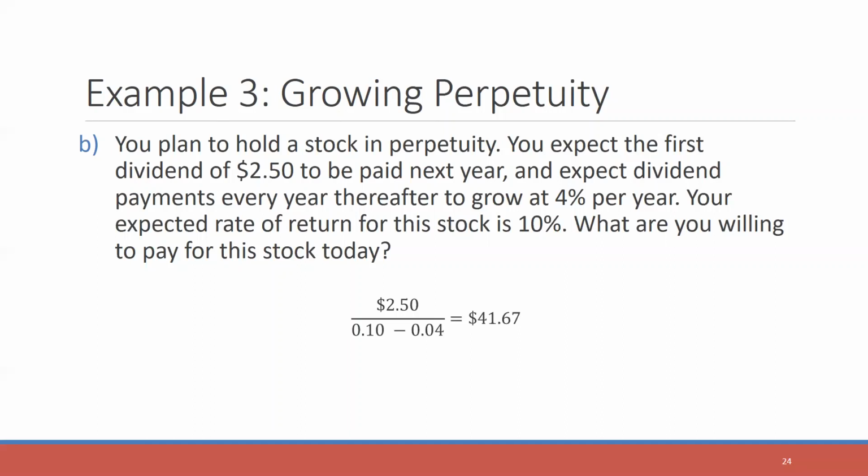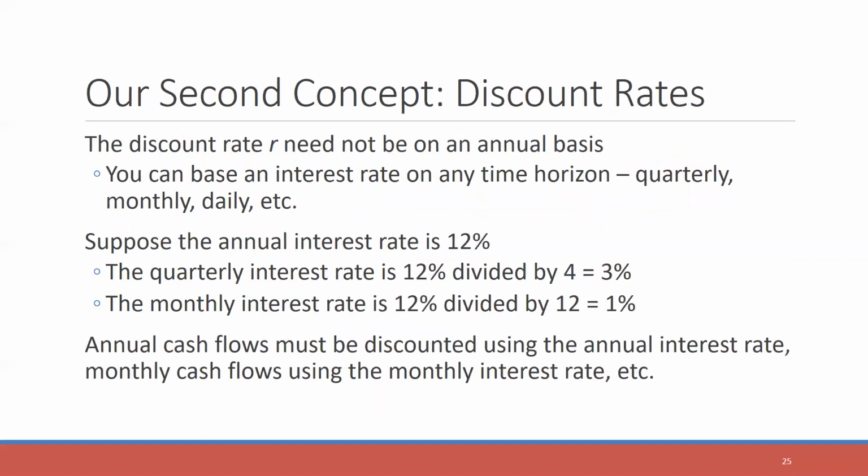So we've got a perpetuity. It's going to be a dividend that pays 2.50. We expect the dividend will grow at a rate of 4%, and our discount rate for holding the stock, our expected rate of return or required rate of return, is 10%. So we've got 2.50 divided by 0.10 minus 0.04, and behold, we have a present value of $41.67.